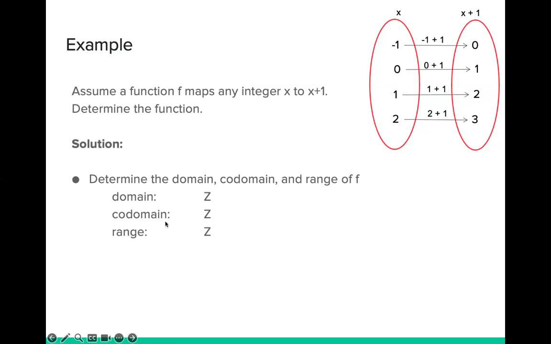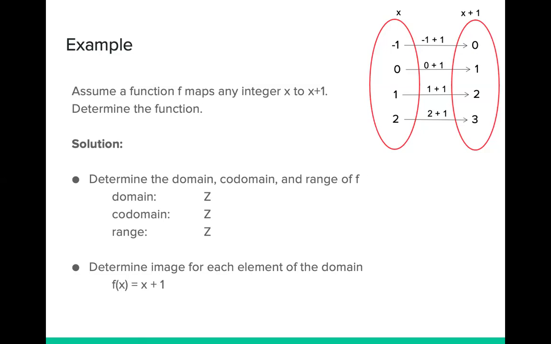So that means that the codomain will also be Z, or the set of all integers. And then what will be the range? As you can see, just look at these elements: x plus 1 is being mapped with an element from A. And as you can see, it is also integers. Okay? So determine the image of each element of the domain.